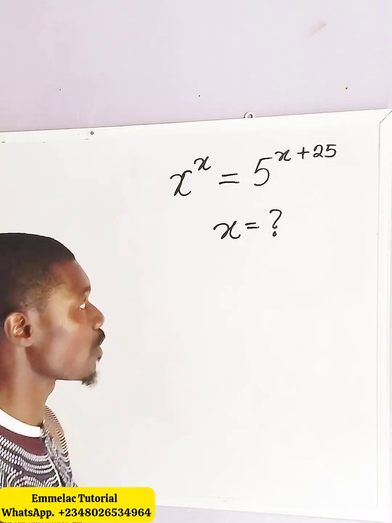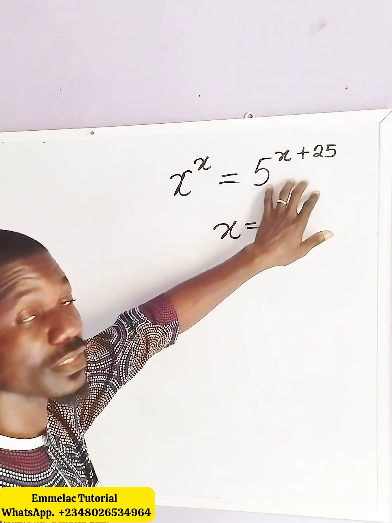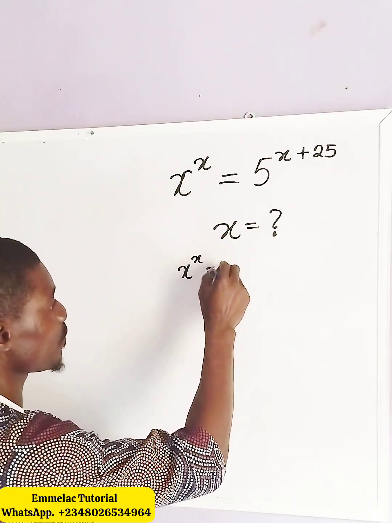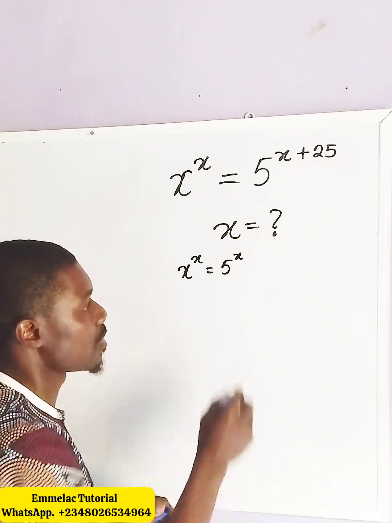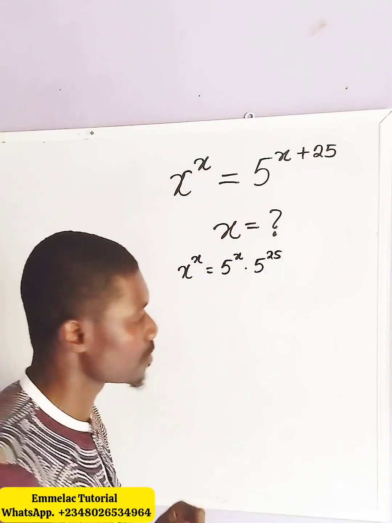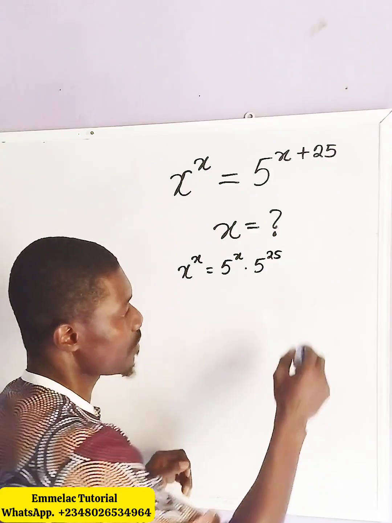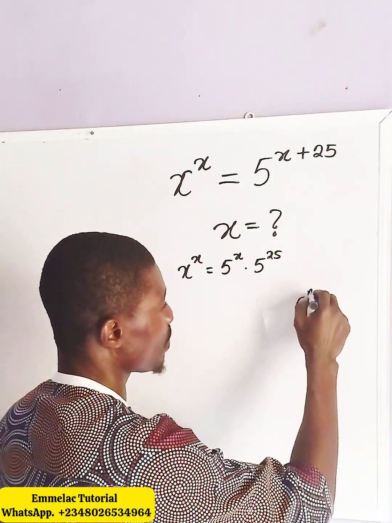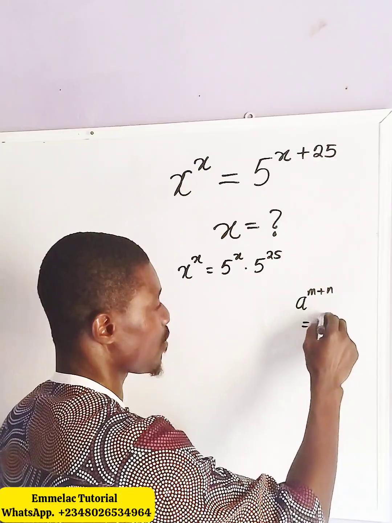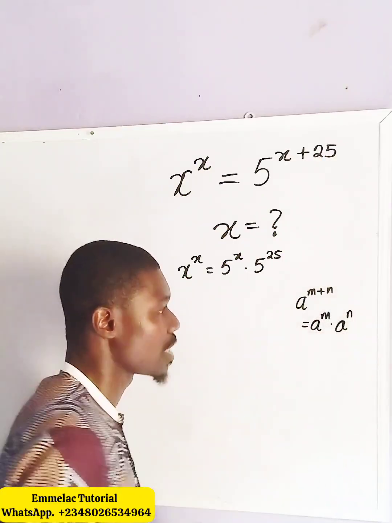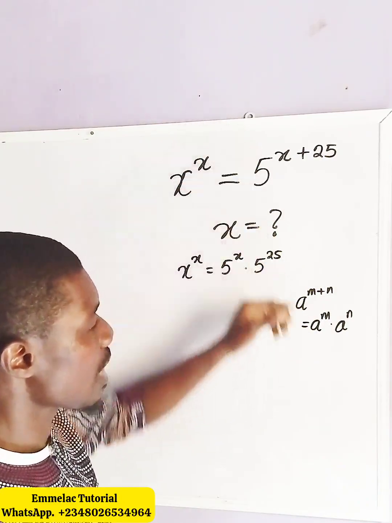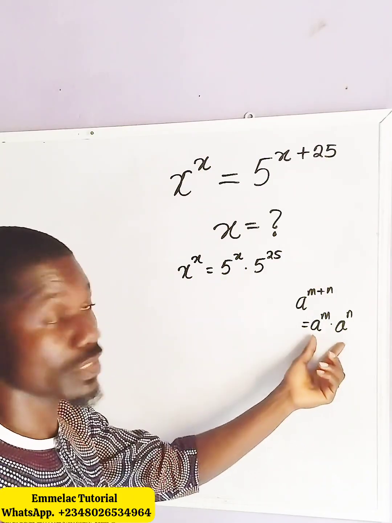Alright, let's get started. First of all, let us simplify the right hand side of the equation. So the equation becomes x raised to the power of x equals 5 raised to the power of x times 5 raised to the power of 25. Now take note, according to the law of indices, if you have a raised to the power of m plus n, this is the same thing as saying a raised to the power of m times a raised to the power of n. And that is what I just did. This is exactly as the equation, and I've broken it down to this, which is the same thing as this.